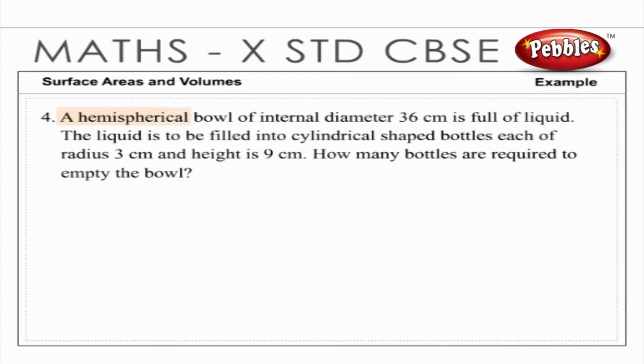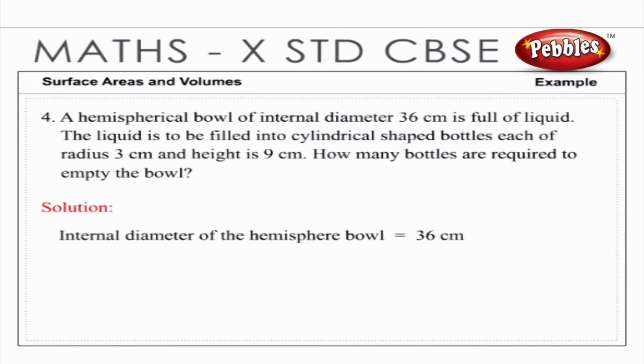A hemispherical bowl of internal diameter 36 centimeter is full of liquid. The liquid is to be filled into cylindrical shaped bottles, each of radius 3 centimeter and height 9 centimeter. How many bottles are required to empty the bowl?